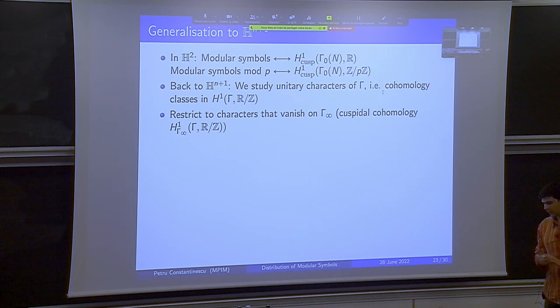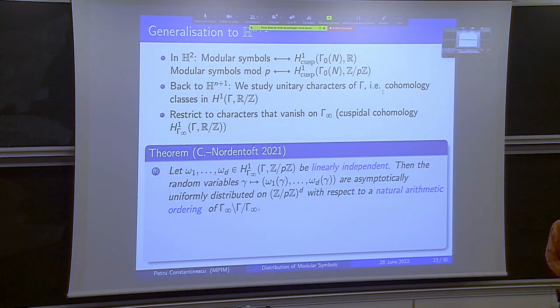And we saw that we want to work in the cuspidal setting. So we look at characters that vanish on the parabolics. Or in other words, we look at the cuspidal cohomology. So in H^n, there are many things under the rug. But this will be, again, a joint equidistribution result. So now we look at the F_p cuspidal cohomology, and take d elements of them which are linearly independent. You can precisely define this.